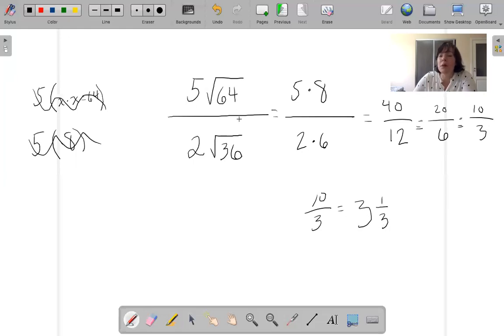This is so simple. Look, 5 times the square root of 64 divided by 2 times the square root of 36. I get it, that looks terrifying. But don't let it frighten you. Don't let it do that to you. Just simplify it. Let's do another one.